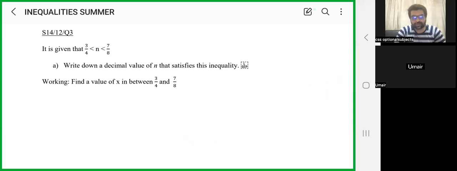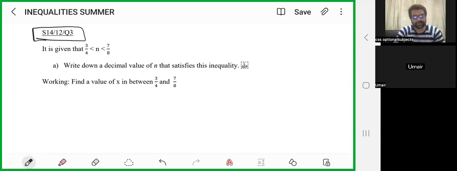In this video, I'm going to solve another question on inequalities, and this is a bit different question. This is from your past papers, and I have written which paper it is. It is given that 3 by 4 is less than n, and n is less than 7 by 8. Write down a decimal value of n that satisfies this inequality.